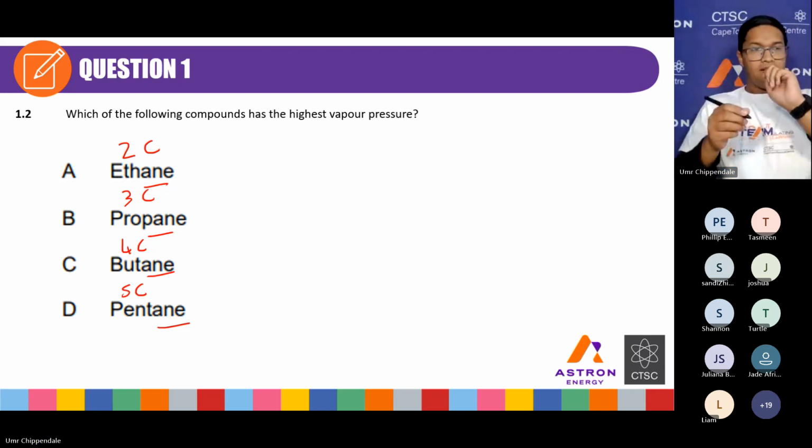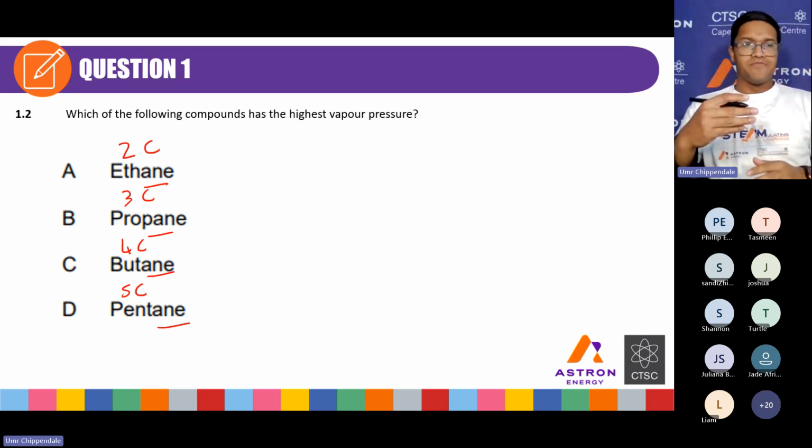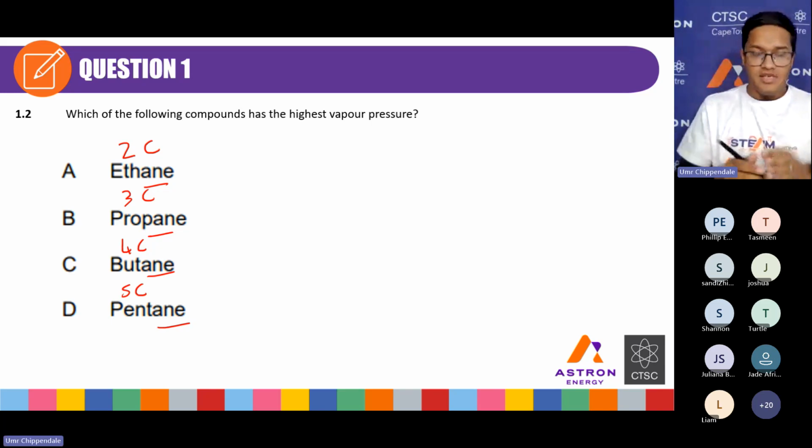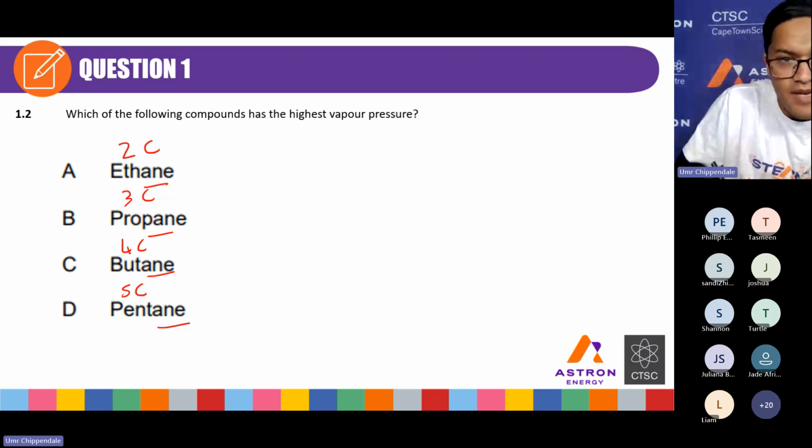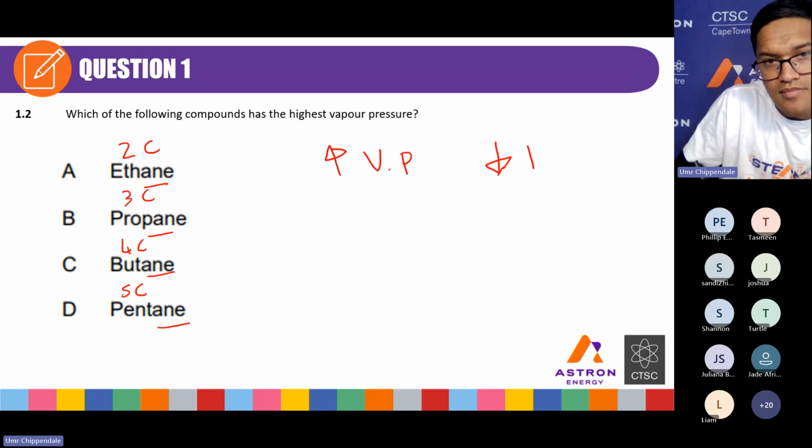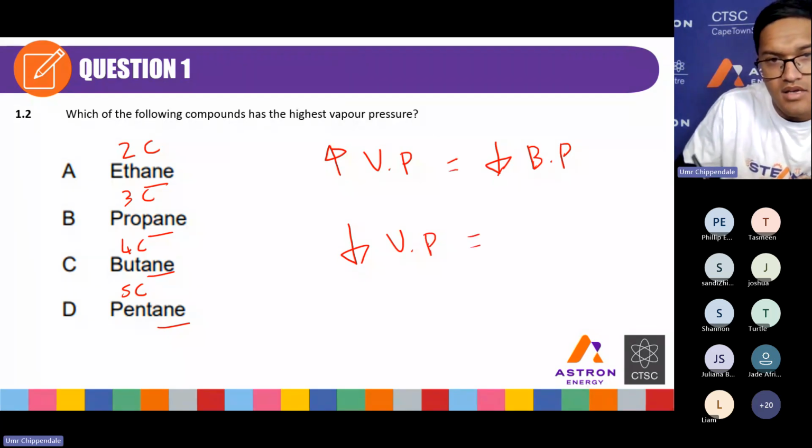So in this particular case, when it comes to vapor pressure, remember vapor pressure. So if you increase in your vapor pressure, I'll just write it as Vp, then that will automatically mean the molecule will have a very low boiling point, because these are inversely proportional to each other. So therefore, if you have a very low vapor pressure, then that means, so I'll just put the equal sign between it, that means you'll have a very high boiling point.